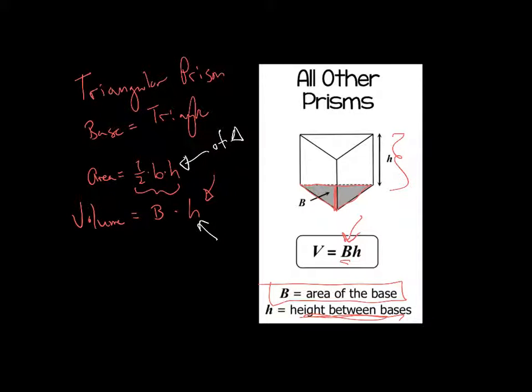This h right here is the height of the prism, or perhaps we could refer to it as sort of the depth of the prism. So understanding the base is the key to the volume formula, which is why I would like for you to put that in your answer. So let's work one start to finish.